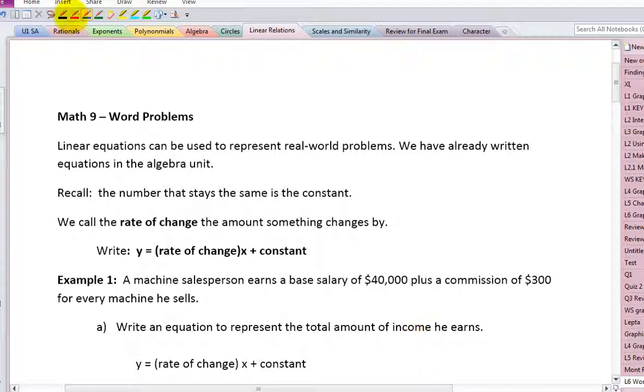Okay, today we're looking at word problems. We've already looked at word problems, so we did that in our algebra unit. So what we're going to do now is go from our word problems into an equation. Then once we have an equation, we're going to graph that equation. That's going to allow us to answer questions by using the graph. And that's our whole goal, to see a picture of the equation, which is the graphed line.